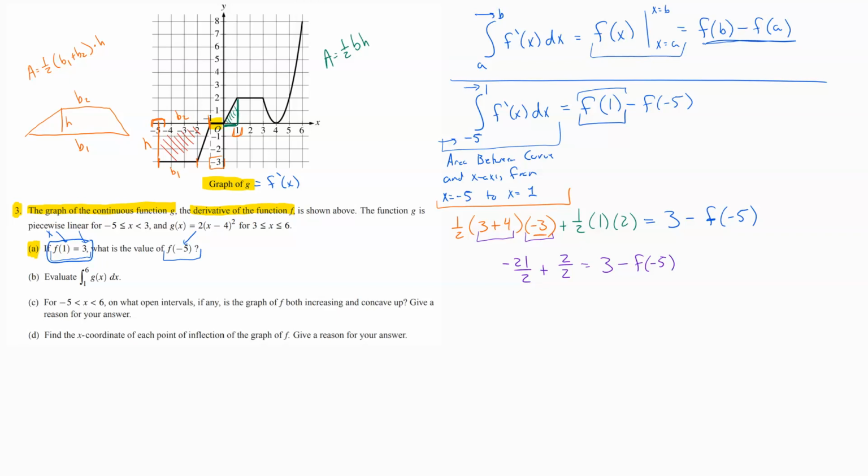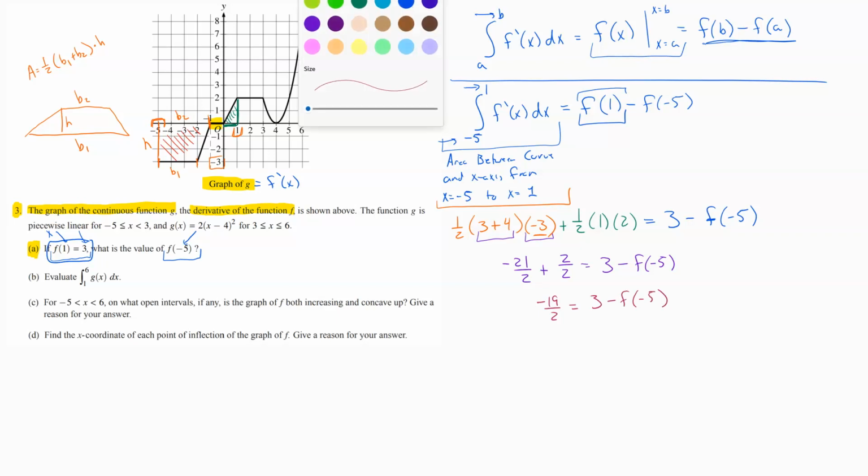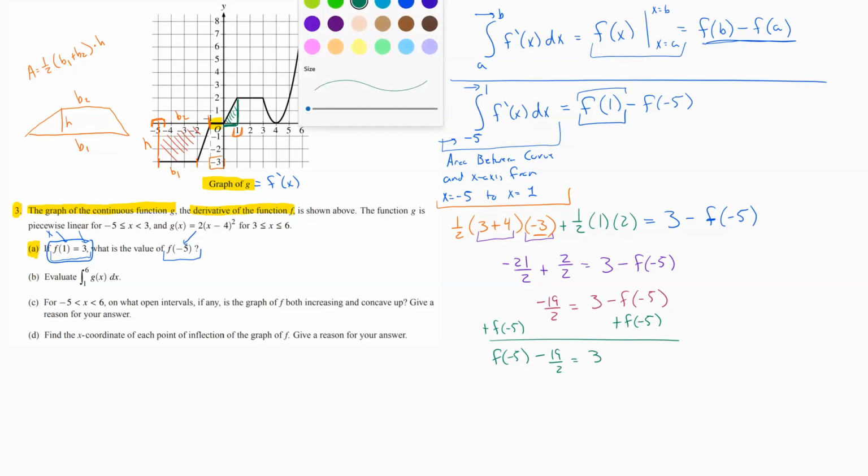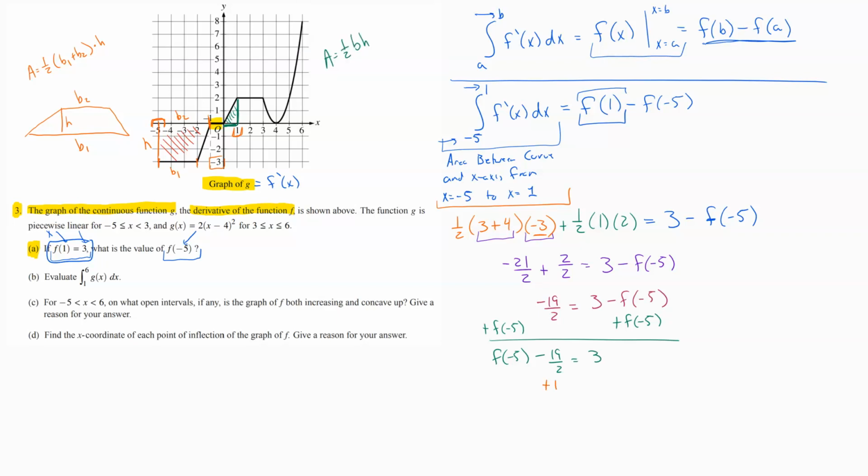So over here, this would be negative 21 plus 2 is going to get us negative 19 over 2 equals 3 minus f of negative 5. I would go ahead and move that f of negative 5. I want to make that thing positive. So I would go ahead and just kind of take this opportunity to move that piece over there. And then minus 19 over 2 equals, and then we only have 3 left on this side. And now we'll go ahead and just move that 19 over 2 to the other side. So add 19 over 2, add 19 over 2, and we're going to get to our final answer.